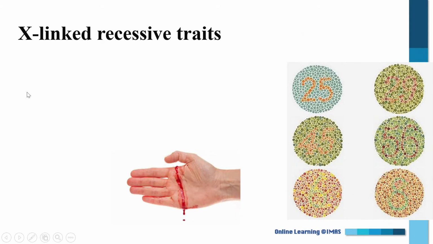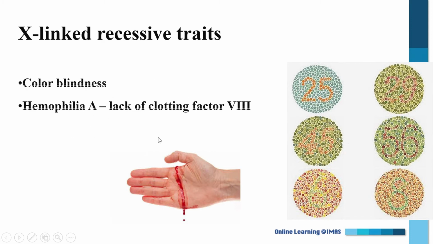Okay, so we are going to see some examples where the trait is caused by a gene located on chromosome X. That's why we call it an X-linked gene or trait. It means the gene is located on chromosome X. These examples will include color blindness, where some people cannot see certain colors, and hemophilia A, where certain people lack the clotting factor to stop bleeding.